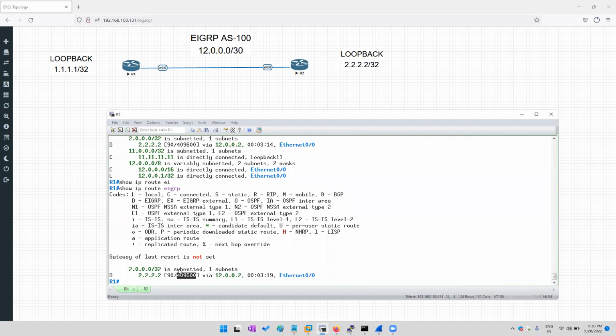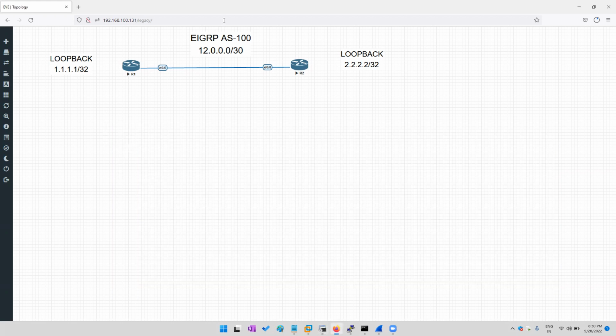How to get this metric? It's a very simple method. We already learned the metric calculation process in theory time. Yes or no? For metric calculation we use K values. Which K values are we using? Bandwidth and delay, because only K1 and K3 are enabled now. So how to verify?